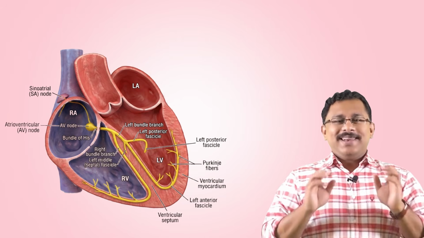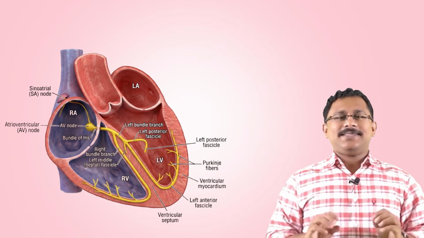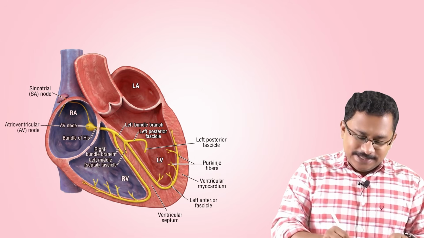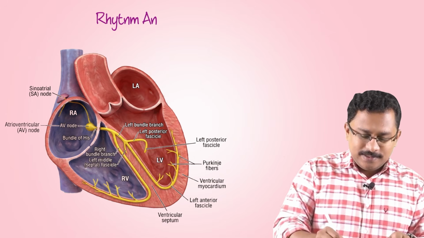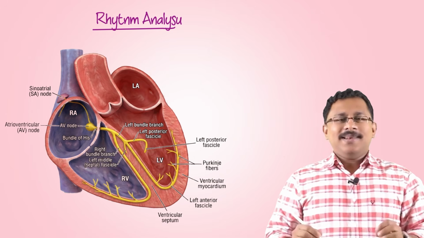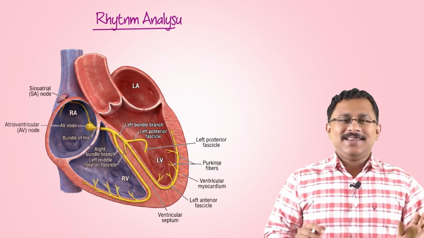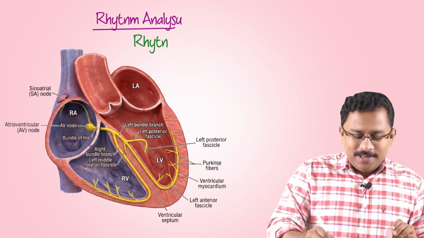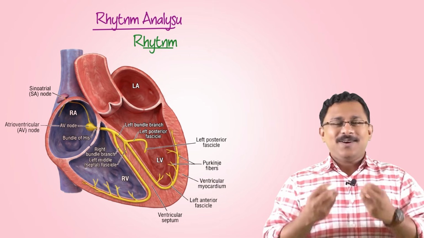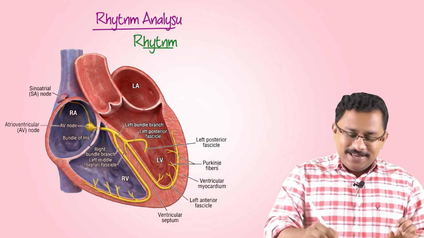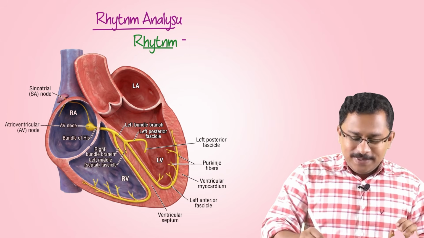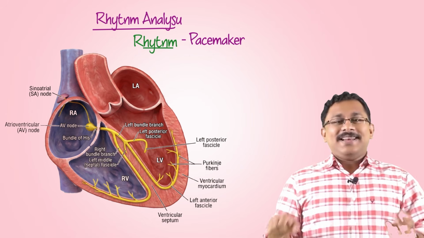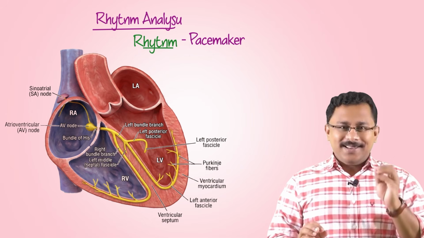Alright, so the next step in ECG interpretation is rhythm analysis. Now coming to rhythm analysis, you take the word rhythm. What determines the cardiac rhythm? It is going to be the pacemaker. The pacemaker of the heart is going to determine the cardiac rhythm.